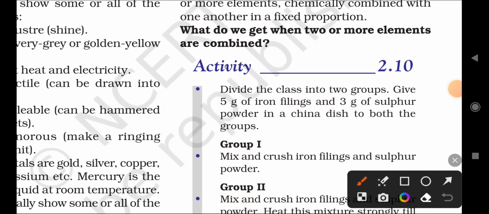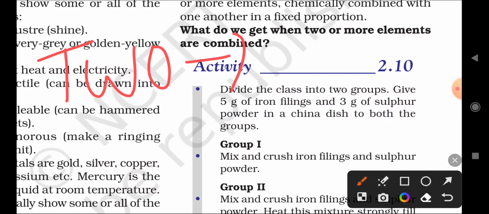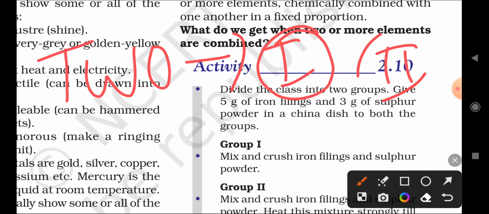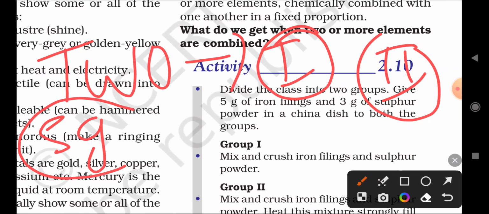First, we have to divide the class into two groups and give them the names group 1 and group 2. Group 1 is given 5 gram of iron filings. Iron filings means small pieces of iron.